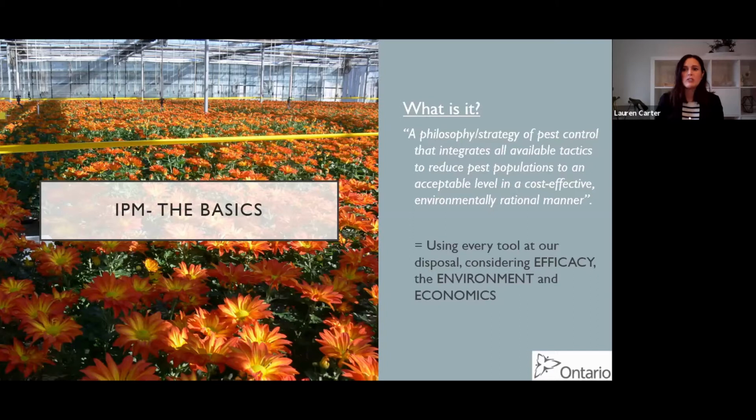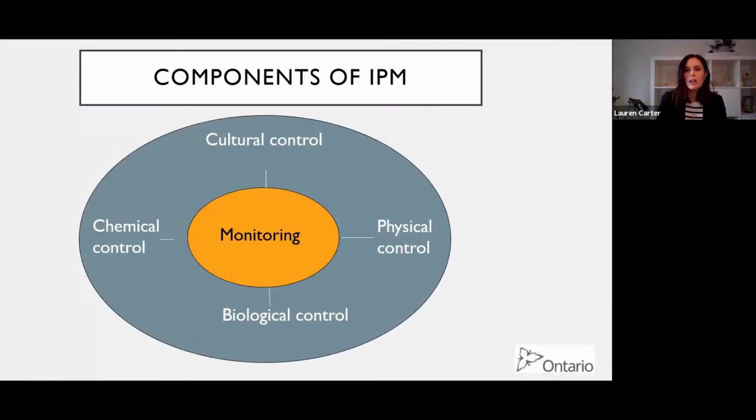So you can look up IPM and find a fancy definition of it, but basically what I think it comes down to is using every tool at our disposal, integrated pest management, but also considering the efficacy, the environmental impact, and economics, and not necessarily in that order either. So economics obviously plays a huge role, as does efficacy, but we don't want to ignore environmental impacts either.